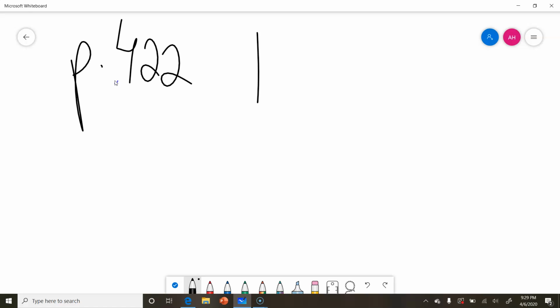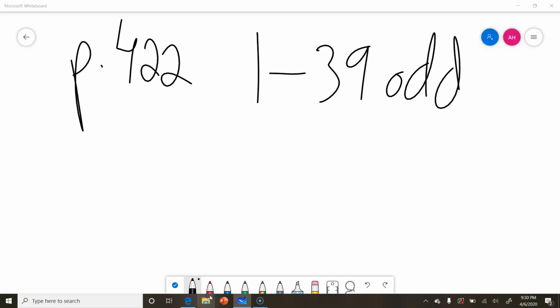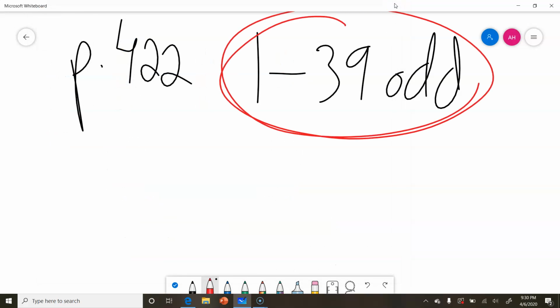So here is the homework. It is on page 422, and it is 1 through 39 odd, okay? 1 through 39 odd. Okay, so not very hard. I'm doing exactly what we just talked about. So make sure that you draw the diagram if you need to. I don't care for a lot of them. I just wanted you to get the right answer. If you use the diagram or the other way, I'm good with whatever you want to use.